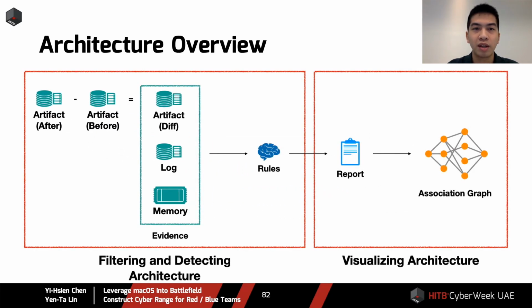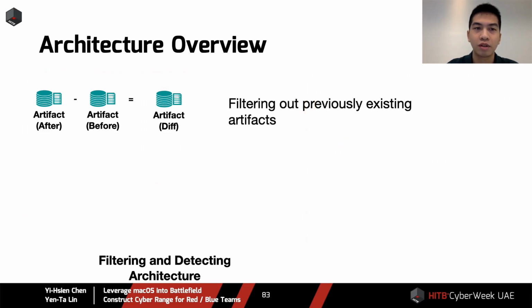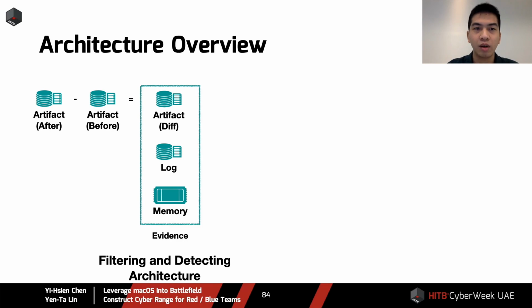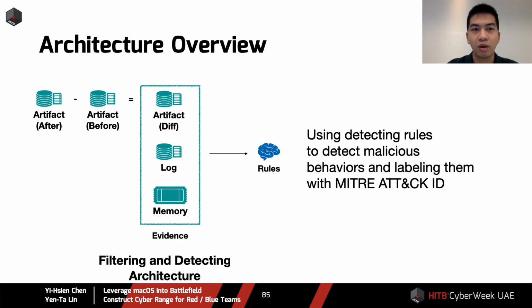Next, we use the data collected from the collecting architecture inside the filtering and detecting architecture, and later, the visualizing architecture. Let's first talk about the filtering and detecting architecture. First, we need to filter out the previously existing artifacts by comparing the artifacts collected before and after the execution of the sample. Then, we call the combination of artifacts, logs, and memory collectively as evidence. Finally, we use the detecting rules to detect malicious behaviors and label them with MITRE ATT&CK IDs.